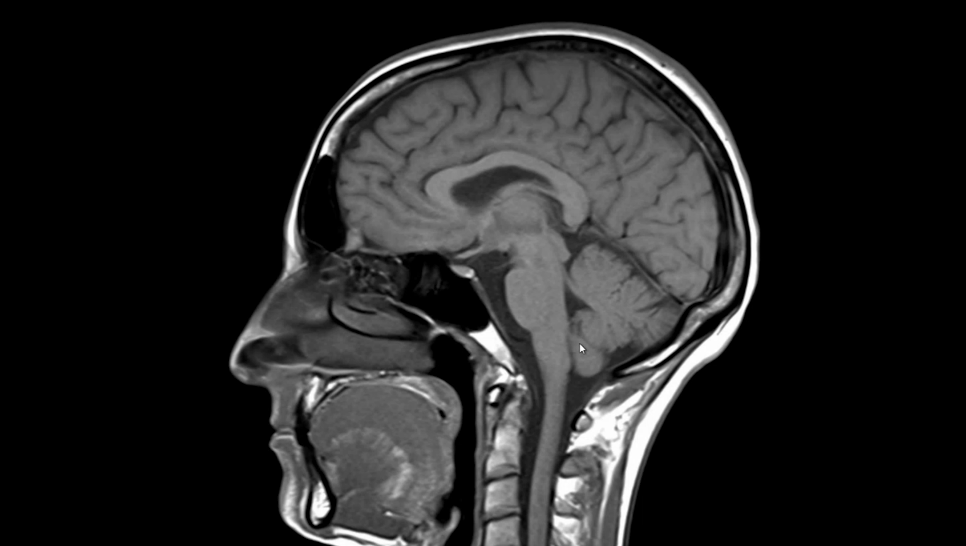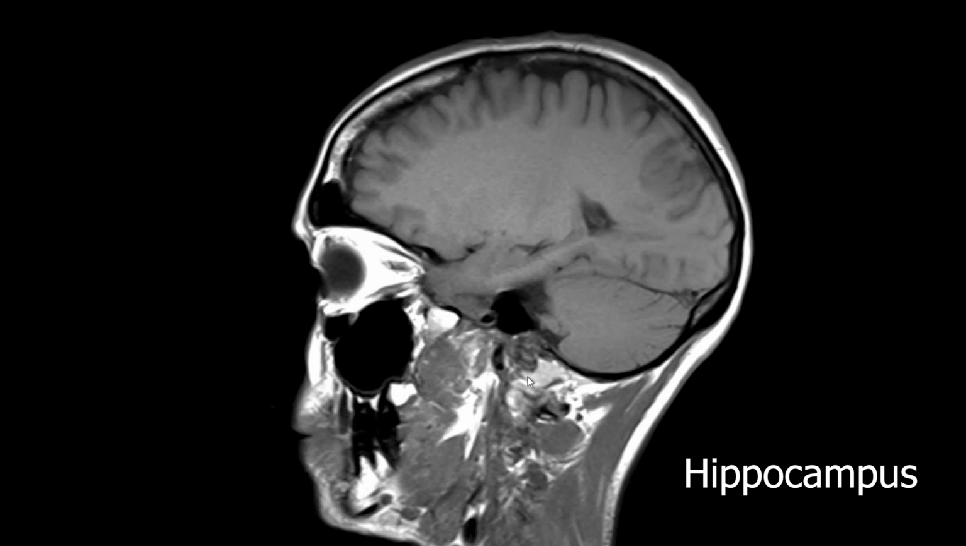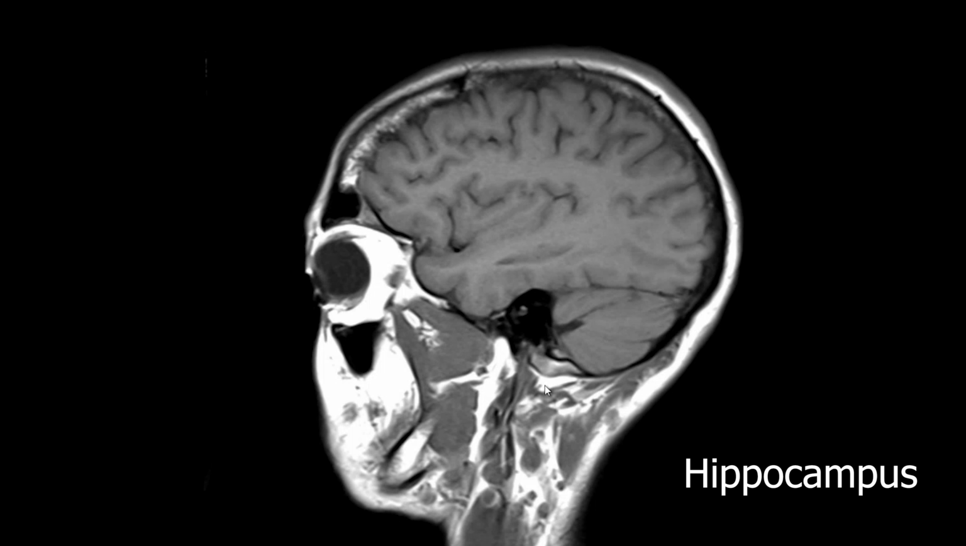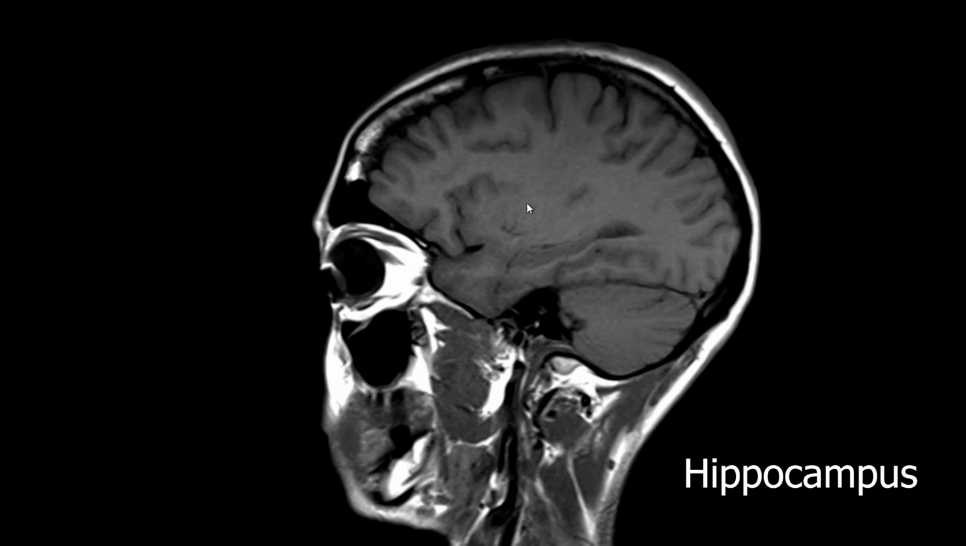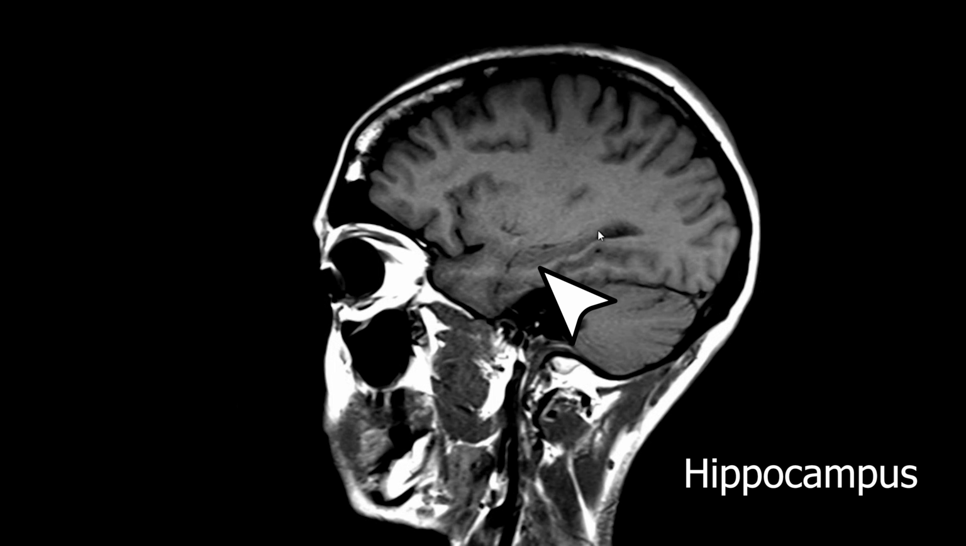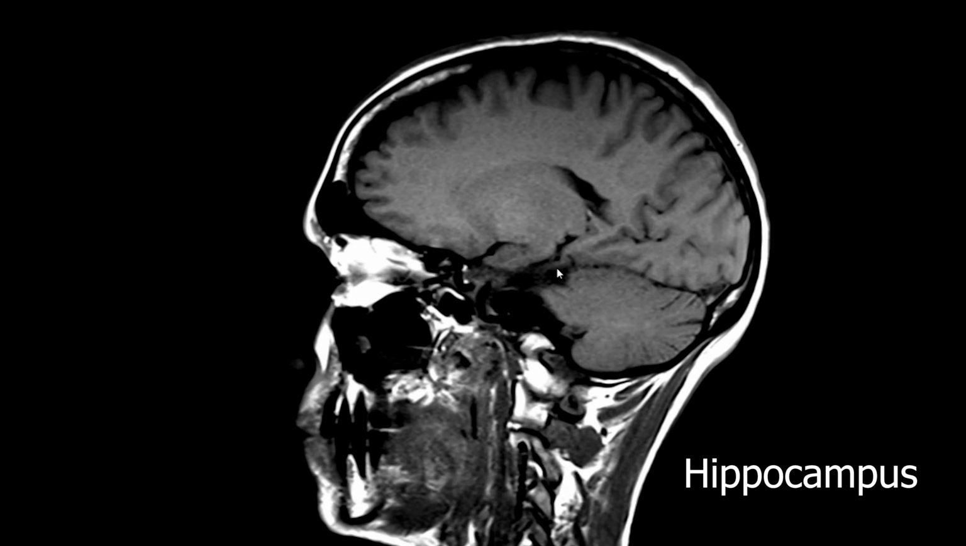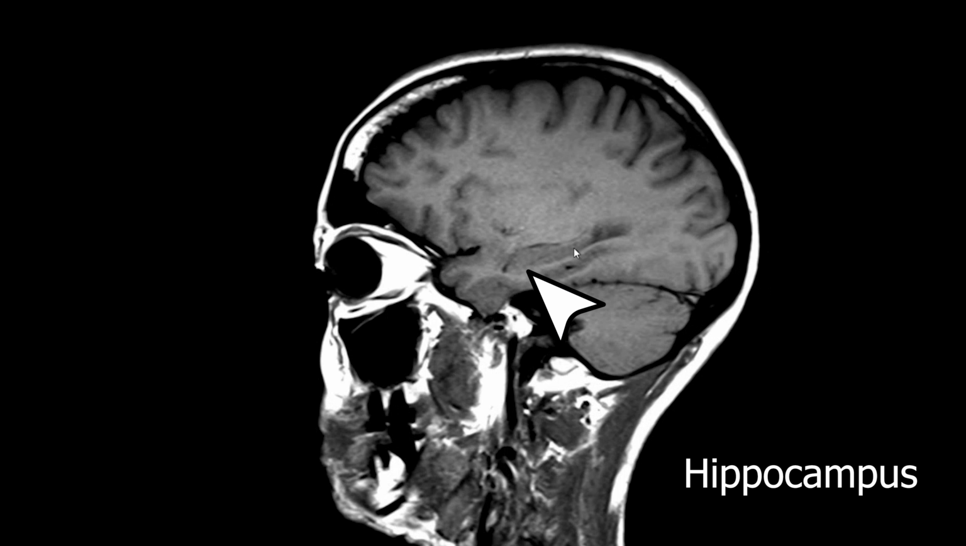Another structure that is great to get used to seeing on sagittal T1 weighted images is the hippocampus, as most routine brain MRI protocols may not have dedicated coronal images of the hippocampi. So this is essentially the hippocampus on sagittal T1 weighted image, and this is the other hippocampus on sagittal T1 weighted image.